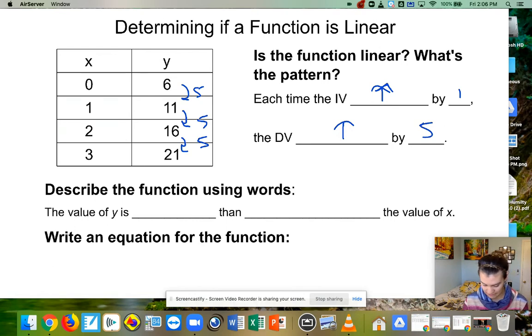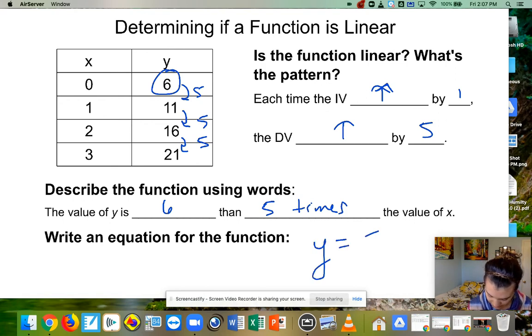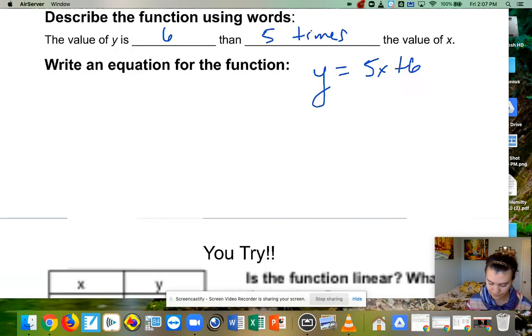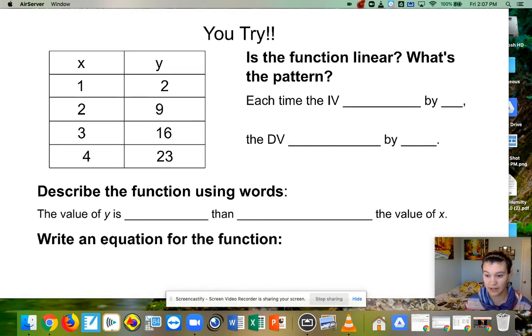So how can we describe this with words? The value of y is 6 more than 5 times the value of x. So if we start at 0, y is 6 more than 0, so that works. At 1, we're at 11, we're 6 more than 5 times 1, so we're 6 more than 5. I'm going to keep going up like that. So if we write this out, you have 5x plus 6, because we start at 6, and then our change is 5. So you try this one, and then we'll talk about it.